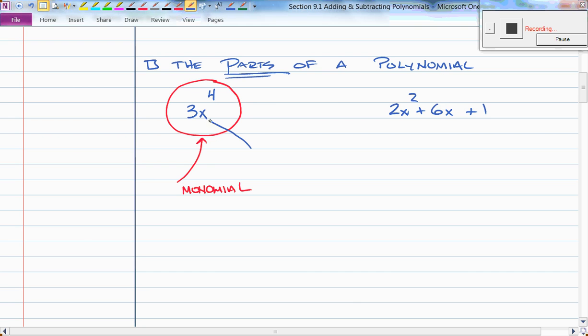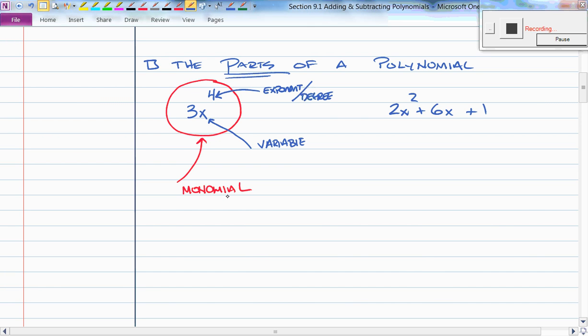This part here, the x, what do we call that part? That's called the variable. Very good. What's the 4 called here? You guys know that as exponent, right? But when we're talking about polynomials, another term that comes into play is called the degree. The degree is the same as the exponent for monomials here. So this is a 4th degree monomial.